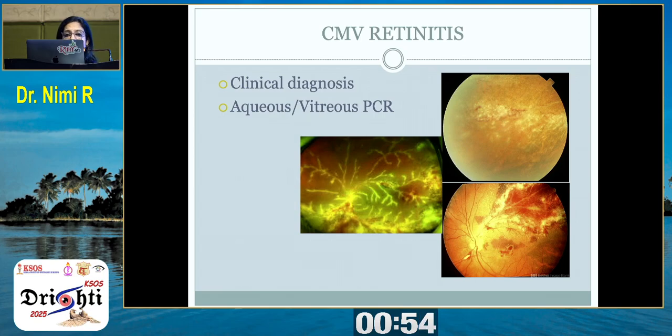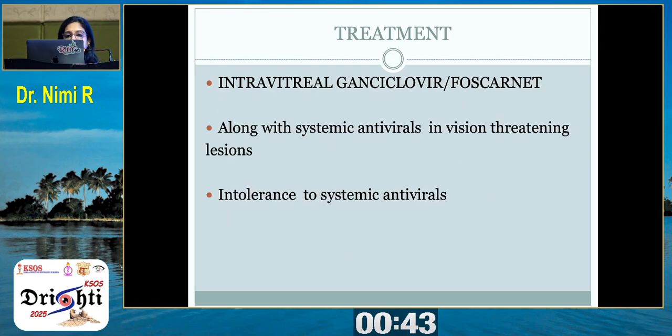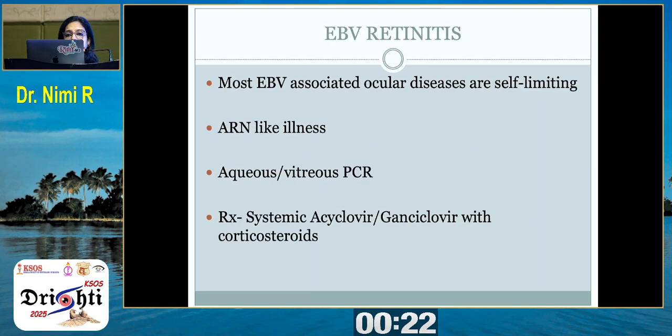CMV retinitis, again, is a clinical diagnosis. PCR can be done with aqueous or vitreous tap. Treatment: intravenous ganciclovir is the drug of choice, with maintenance oral valganciclovir, along with intravitreal ganciclovir in vision-threatening lesions. It can be stopped in HIV patients with good immune recovery after 6 months; in ART naive patients, only for 6 months if there is good immune recovery, and in ART experienced patients long-term maintenance therapy is needed. EBV retinitis is similar to ARN, and systemic acyclovir is the drug of choice.